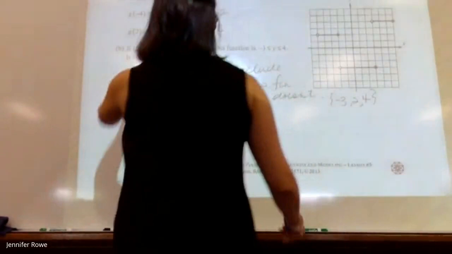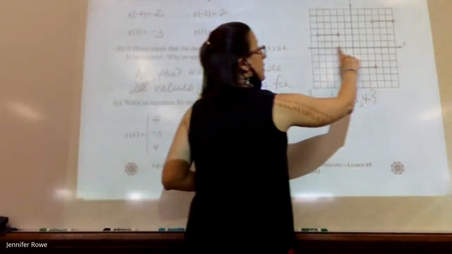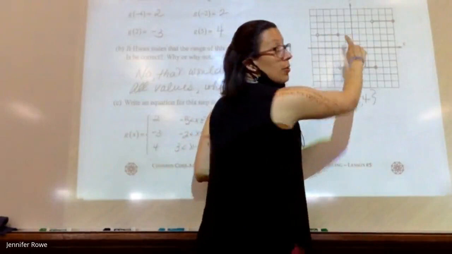Okay, so the x is what's given, right? So I go on the x-axis to negative 4. 1, 2, 3, 4. I read up, and I read with the y-numbers. And that's it.